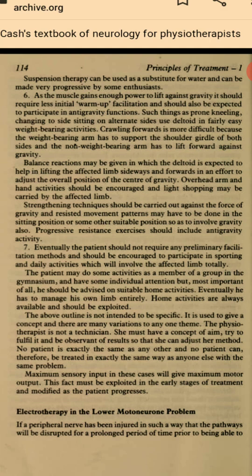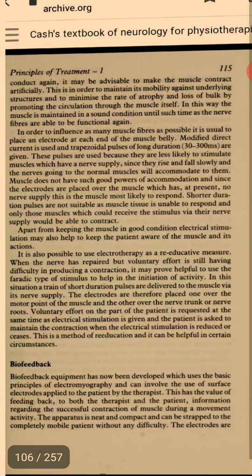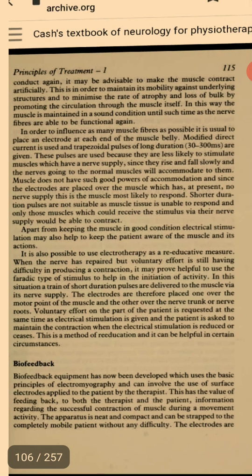Electrotherapy in lower motor neuron problem. If a peripheral nerve has been injured in such a way that the pathways will be disrupted for a prolonged period of time prior to being able to conduct again, it may be advisable to make the muscle contract artificially. This is in order to maintain its mobility against underlying structures and to minimize the rate of atrophy and loss of bulk by promoting the circulation through the muscle itself. In this way, the muscle is maintained in a sound condition until such time as the nerve fibers are able to be functional again.